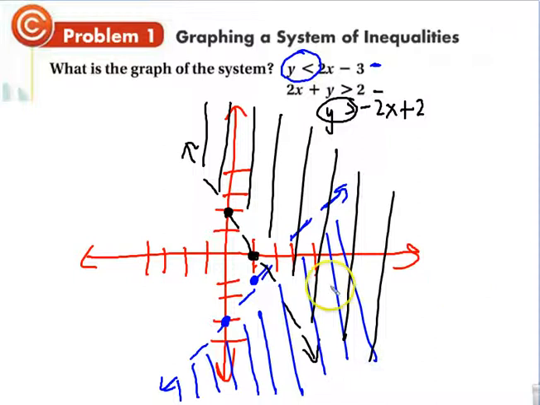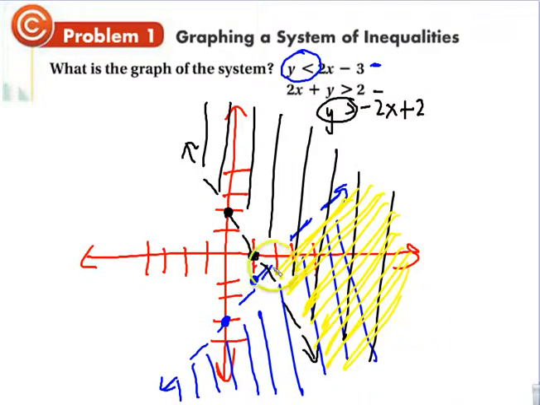What we're looking for is the section that's shaded twice, both blue and black. You see how that is everything in this portion of the screen. This up here is just black. This part down here is just blue. But right here, it's both, and that's what we're looking for. All of these things in the yellow satisfy both inequalities. That's what we're looking for. Okay, so that's how we're doing it.